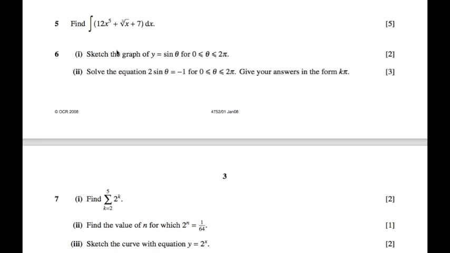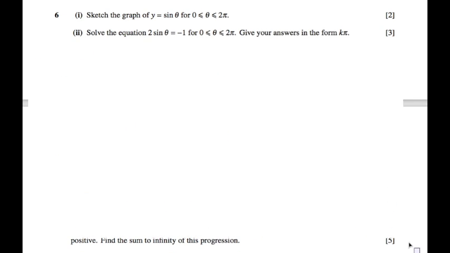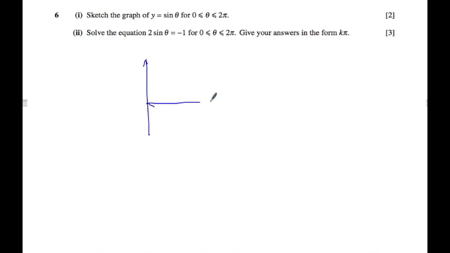Right, question 6. Sketch the graph of y equals sine theta between 0 and 2 pi. So we're working in radians. So to start with, remember 2 pi is the equivalent of 360 degrees, and you'd all know sine theta looks like this. So here's 2 pi, here's pi, pi over 2, and 3 pi over 2, and then just show it goes between 1 and minus 1 for that sketch.